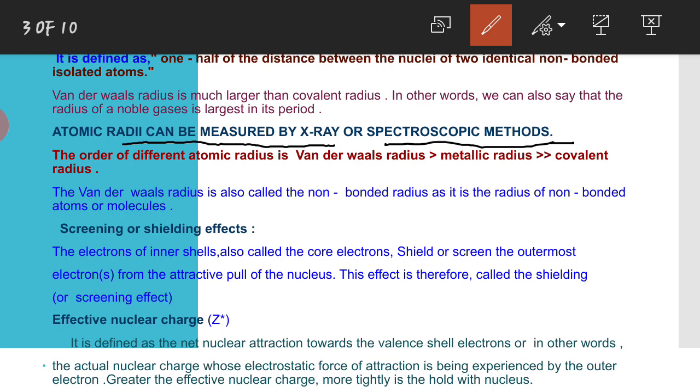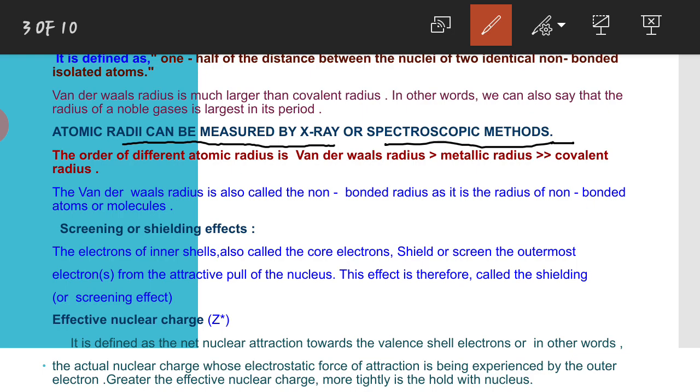Screening or shielding effect. Students, do you know what is the meaning of screening or shielding effect? The electrons of inner shells, also called the core electrons, shield or screen the outermost electrons from the attractive pull of the nucleus. This effect is therefore called the shielding or screening effect.